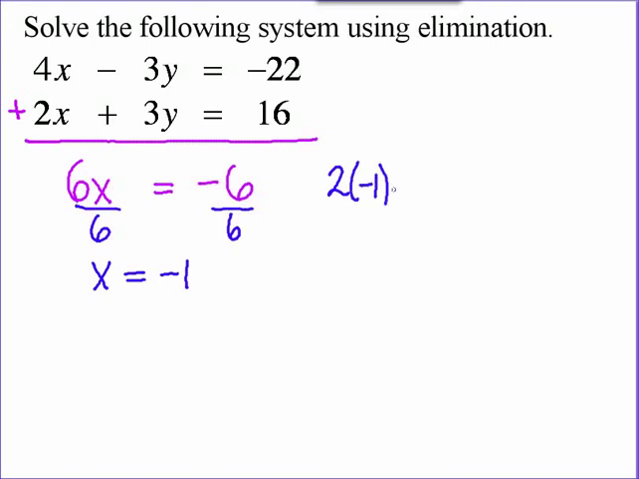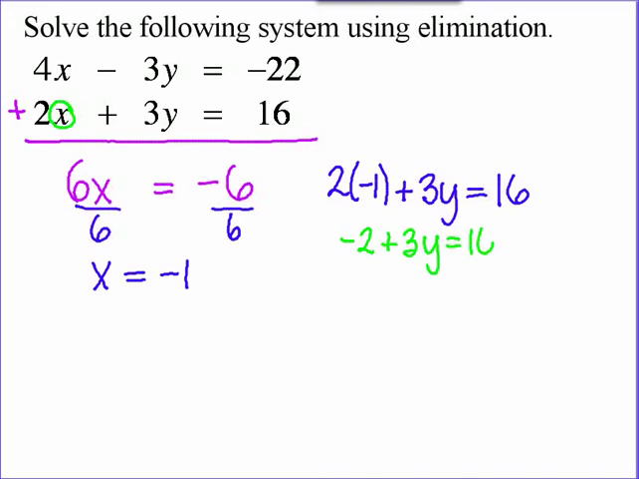The only reason is that I notice the bottom equation doesn't have a lot of negatives like the top equation does. And sometimes we make mistakes with negatives. So all I did is plug x equals negative 1 in for x right here. So 2 times negative 1 is negative 2 plus 3y equals 16.